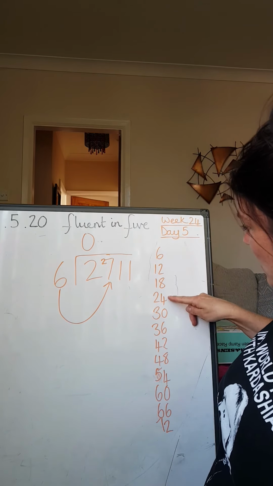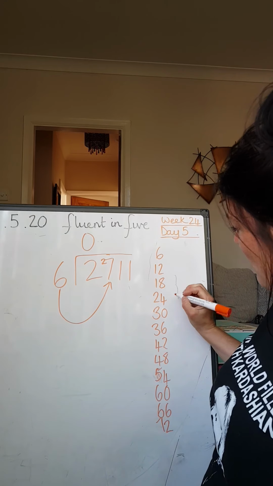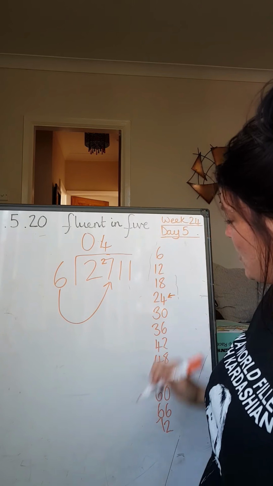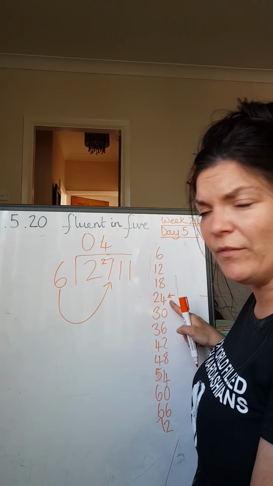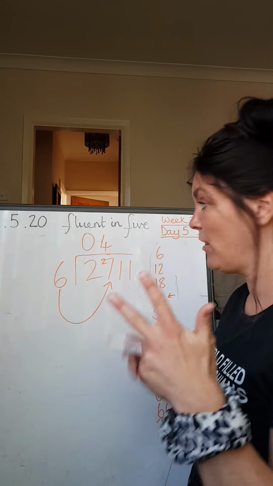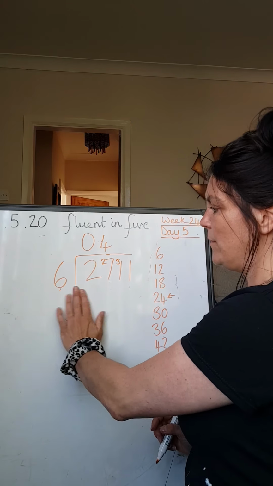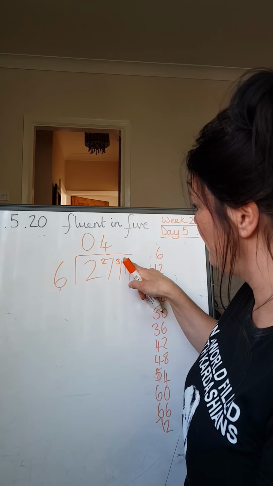Let's have a little look. I can't get down to 30, so I'm here. That's 1, 2, 3, 4. 4 will go on top of the bus stop. What's the difference between 24 and 27? 3. So that gets carried across onto the next number to make the number 31 now.